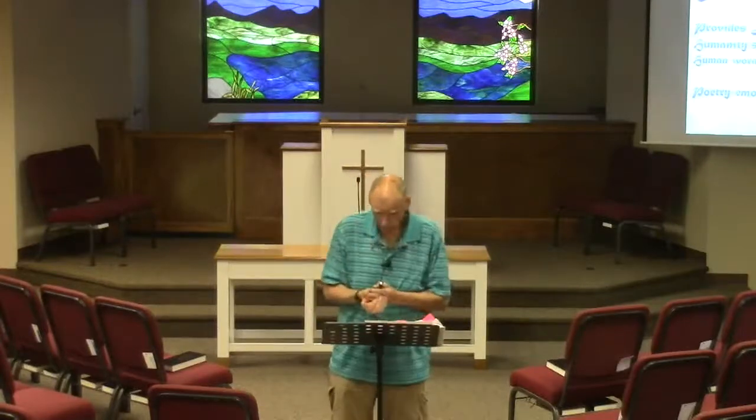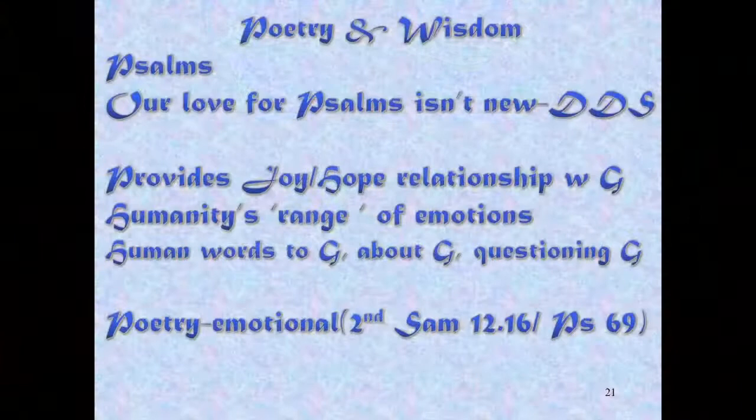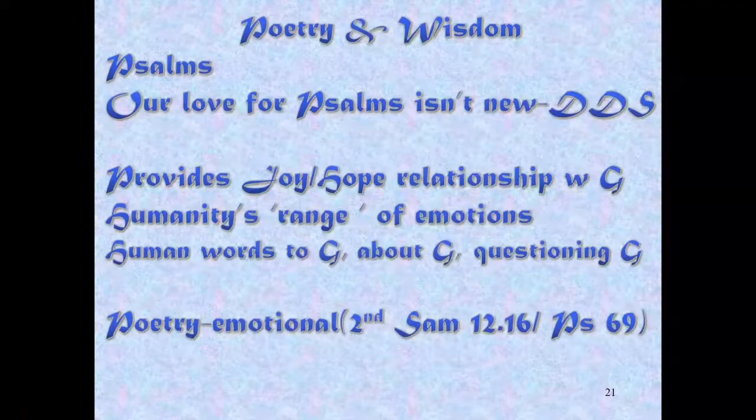Let's get into what I would call the poetry and wisdom, if you will, part of our lecture this evening. Our love for Psalms continues on. It has always been that we enjoy the Psalms, perhaps why it's one of the largest texts we have. But it isn't just in our time period. I've got an abbreviation up there, the Dead Sea Scrolls. I put the wrong abbreviation, didn't I? Anyway, it should be DSS, the Dead Sea Scrolls.